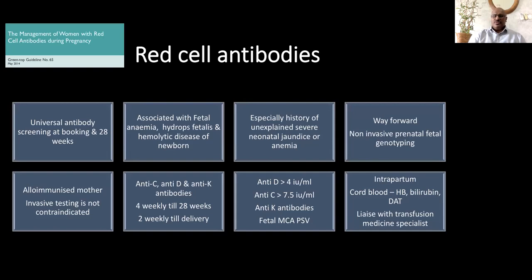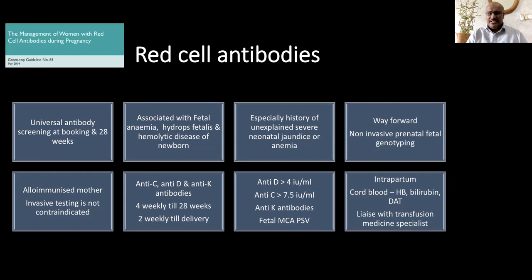Now, what are the titers of concern? If your anti-D titers are above 4, your risk of hemolytic disease of the newborn is moderate, they should be referred. If your anti-C levels are above 7.5, the risk of moderate hemolytic disease is high, they should be referred. Anti-K antibodies, irrespective of the titer, you can't check titers, they should be referred. And all these patients would benefit from 1 to 2 weekly fetal middle cerebral artery Doppler, measuring the peak systolic velocimetry, looking for fetal anemia.